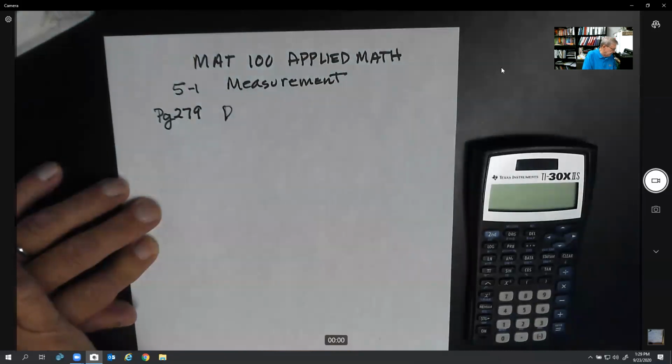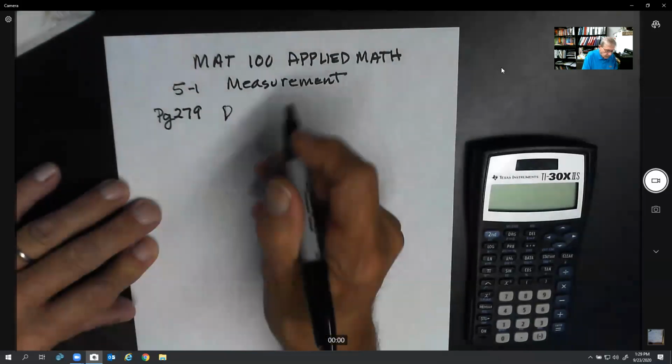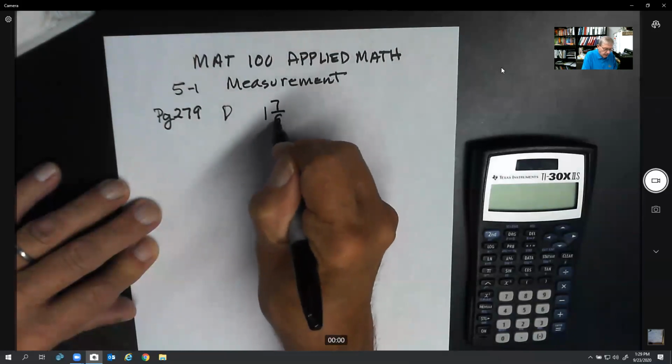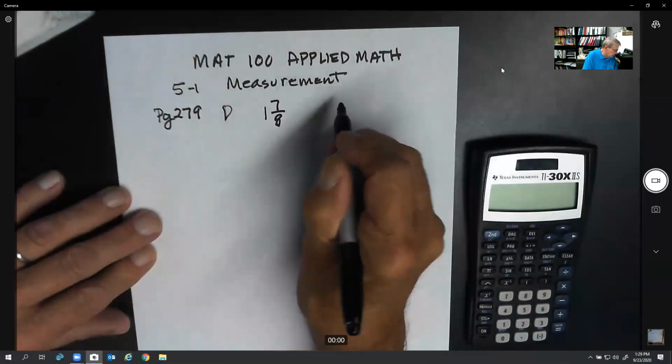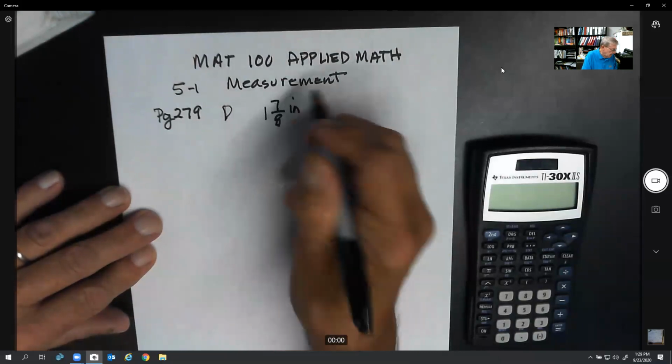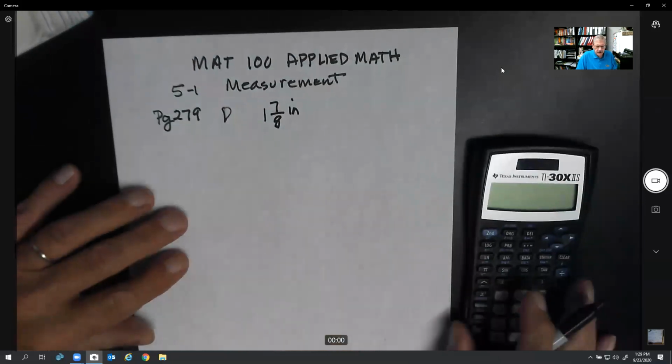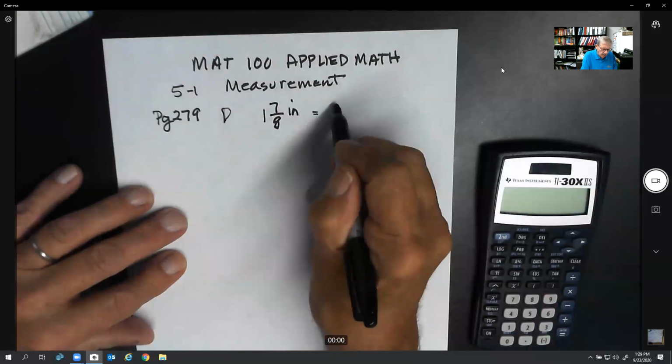And this says convert one of the following fractions, 1 7/8. We want to convert that inches to a decimal number rounded to 2 decimal places. So we're just going to simply keep the 1.